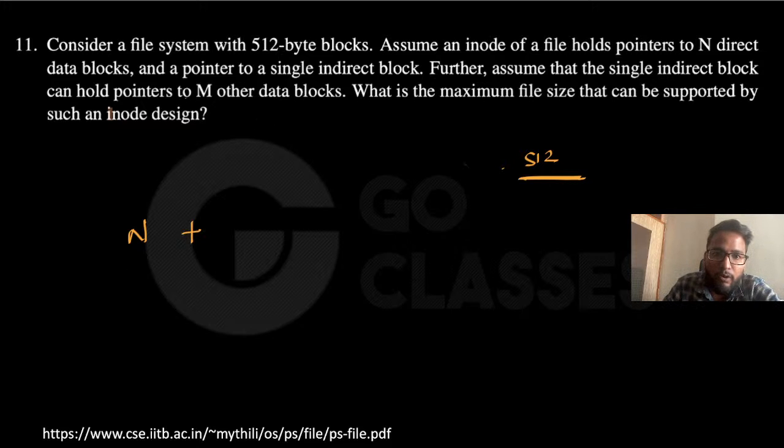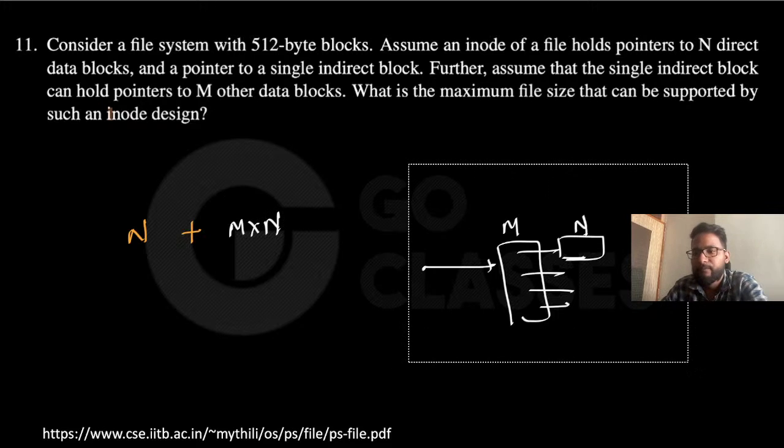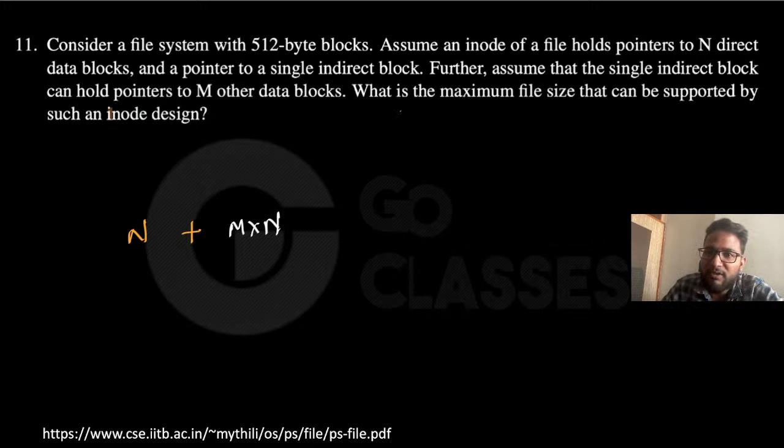A single indirect block can hold pointers to m other data blocks, and they are saying n direct blocks and a pointer to a singly indirect block. They have given us that singly indirect can hold pointers to m things. So there will be one singly indirect that can hold pointers to m data blocks, and each one has size 512. So that's m into 512 size of data that you can point to just using the singly indirect. Now what they are asking is, what is the maximum size of the file that can be supported by this inode system?